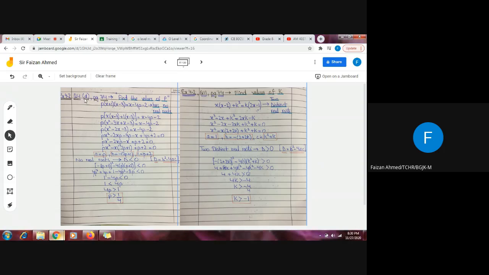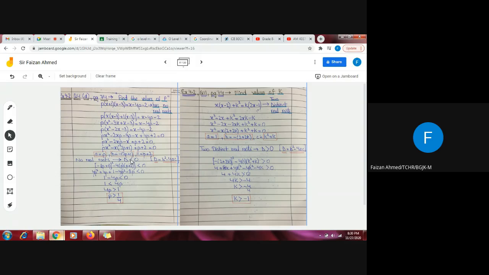In question number 4, part D, we have to calculate the values of p. We have to find the range of values of p. The quadratic function has been given to us, and a condition has also been given, that is, this equation has no real roots. So we know that when the equation has no real roots, the discriminant is less than 0.